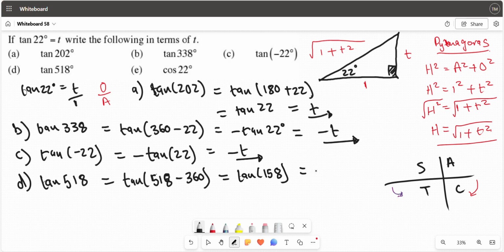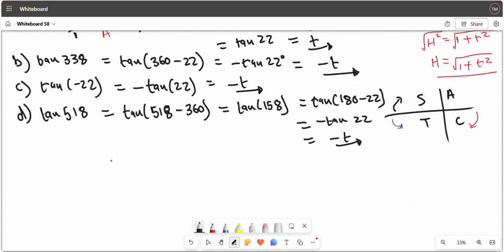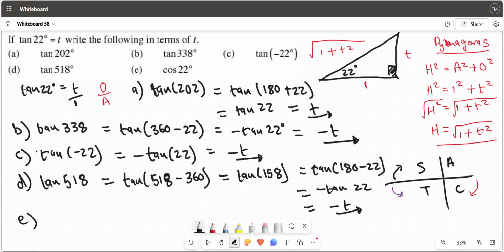Now this I do need to reduce. This is tan of 180 minus 22. 180 minus puts me into this quadrant, and tan is negative there. So this is negative tan 22 degrees, which is negative t. And there we go.